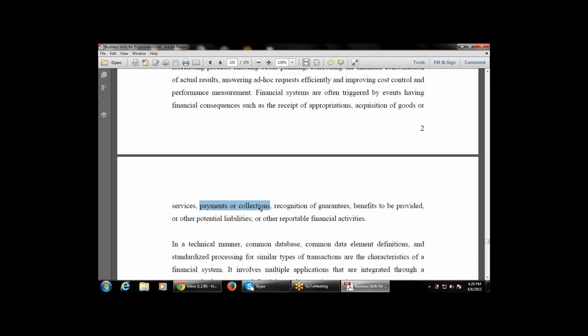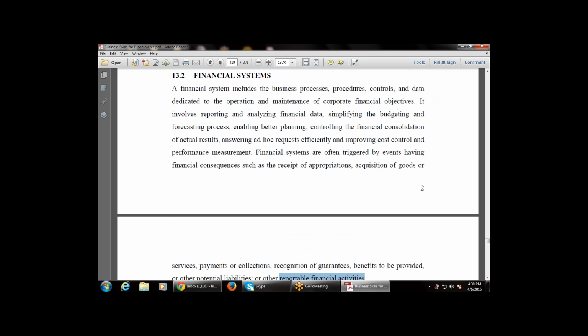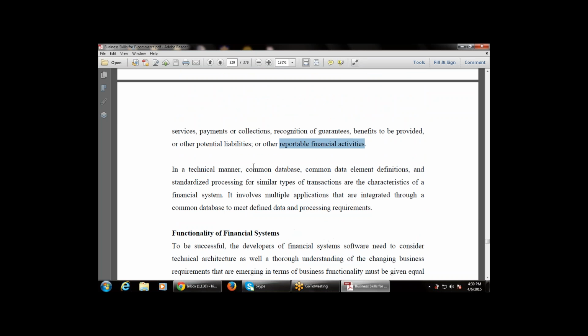Financial systems are often triggered by events having financial consequences, such as the receipt of appropriations, acquisition of goods or services, payment or collection, recognition of guarantees, benefits to be provided, or other financial liabilities or other reportable financial activities. In a technical manner, common database, common data elements, definition, and standard processing for different types of transactions are the various features of a financial system.